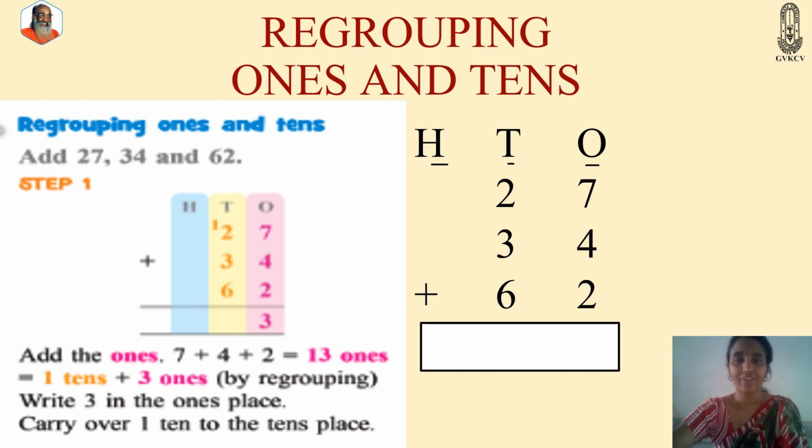Now what will we do? We will add ones. Okay. Now under ones, what are the numbers? 7, 4 and 2.